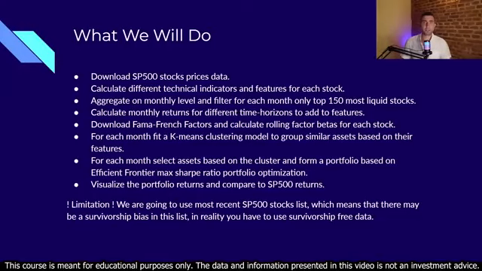In the end, we'll have the strategy returns for each day, and we will be able to compare our portfolio strategy returns to the S&P 500 returns themselves. Actually, one not small limitation is that we're going to use the most recent S&P 500 stocks list, which means that there may be a survivorship bias in this list. This is a huge issue, actually. In reality, you should always backtest strategies using survivorship-bias-free data.